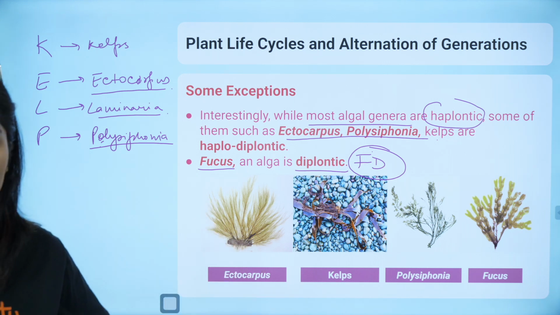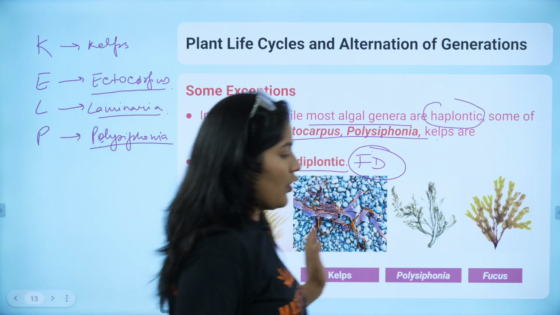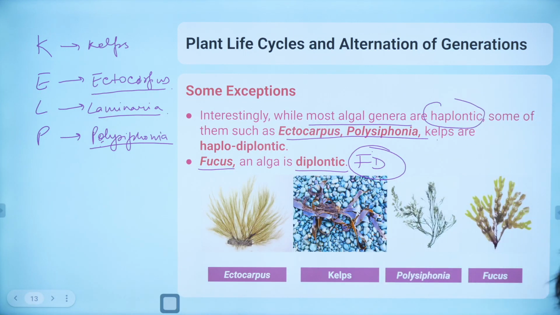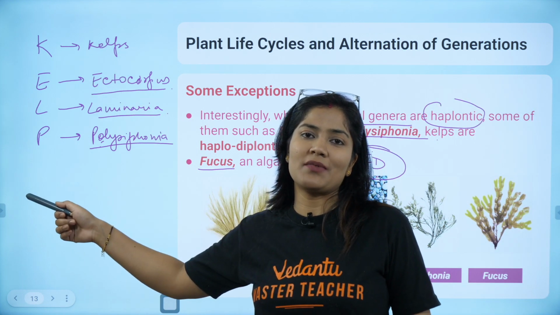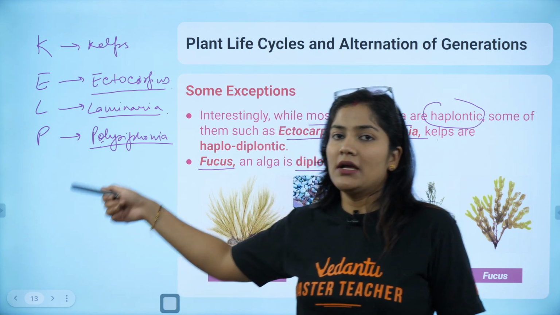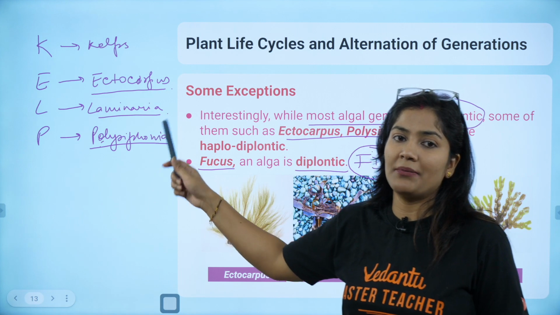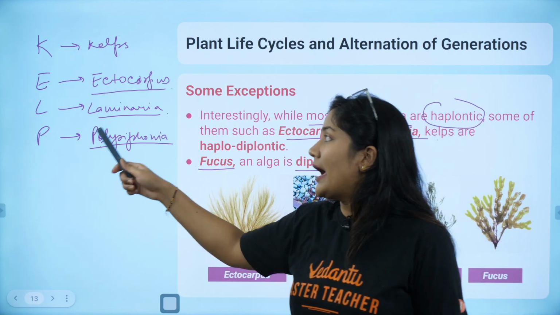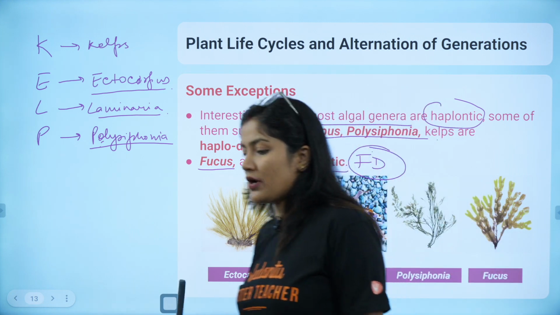So these are the examples that you have to remember, talking about the exceptions of your alternation of generation. Usually we can see the questions coming up from this part, and it's going to become easy peasy lemon squeezy, because all you have to do is remember the example, that is kelp. So K for kelps, E for Ectocarpus, L for Laminaria, which is another kelp, and P for Polysiphonia, right? So this is all that you have to remember.